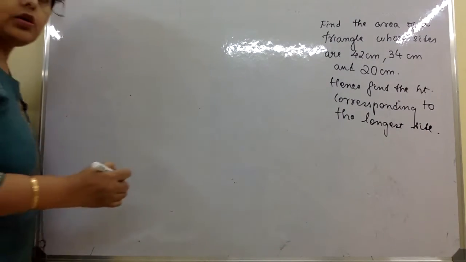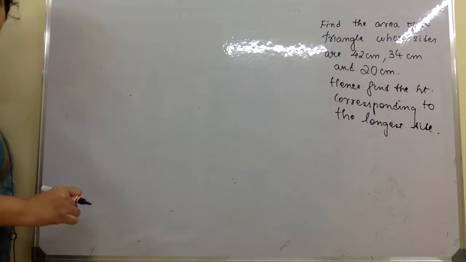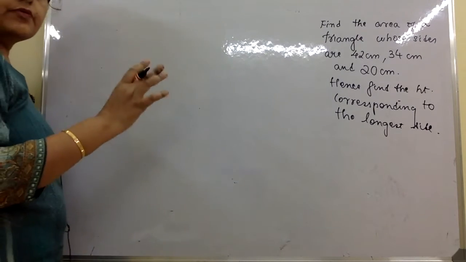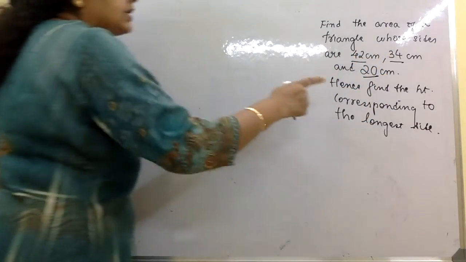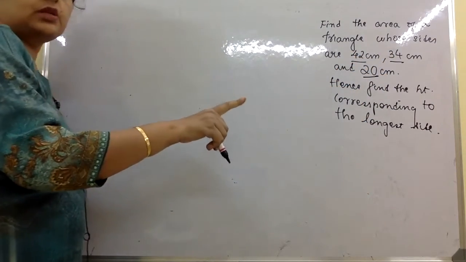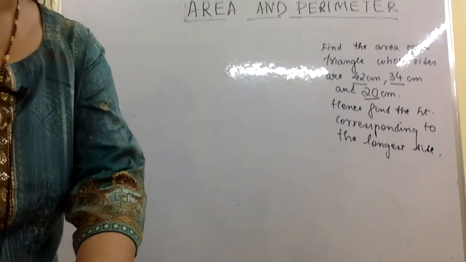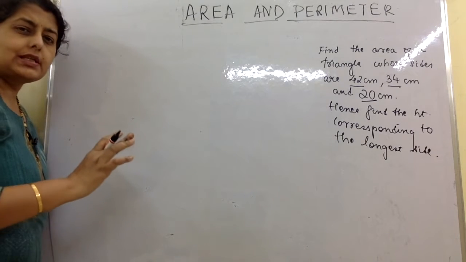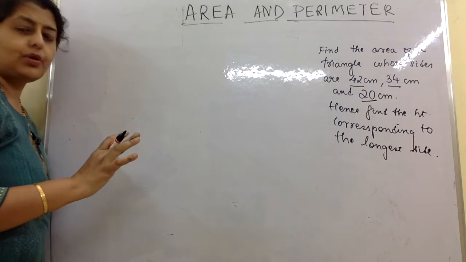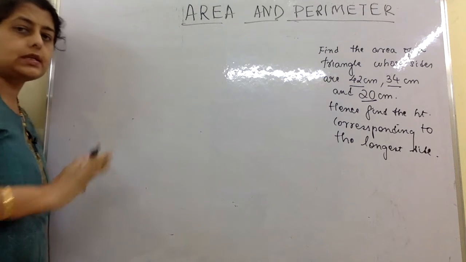Find the area of a triangle whose sides are 42, 34 and 20. Hence find its height corresponding to the longest side. Okay. Now this is one kind of question which is always asked in the exam. This kind of question is always asked in the exam.